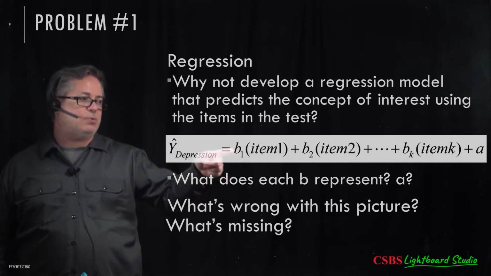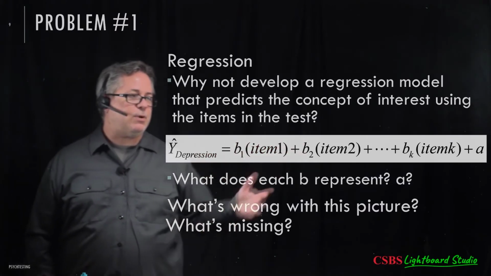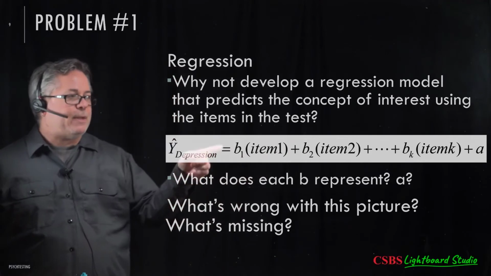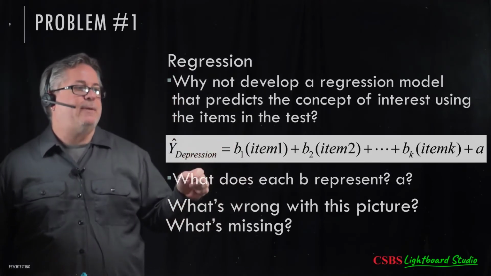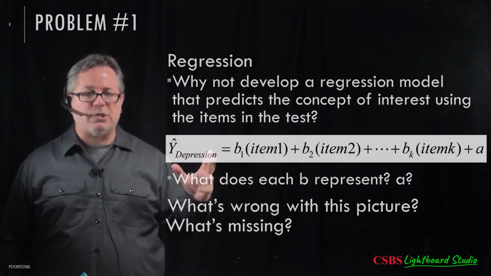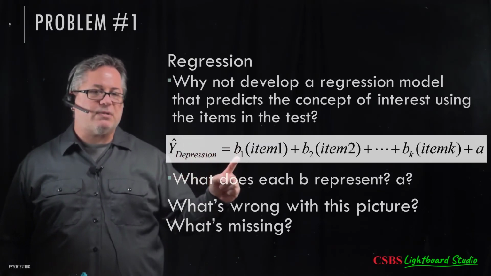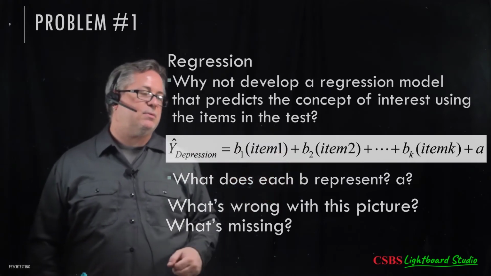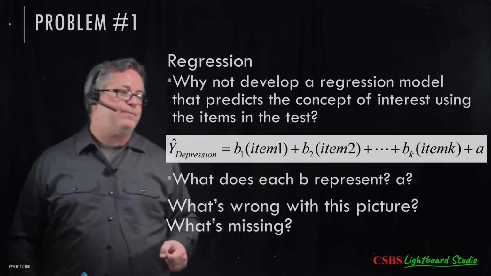Then we can use those weights, these slopes, to differentially weight the items. Better items will have higher slopes. Worse items will have lower slopes. And each of those slopes would represent how discriminating that item is. Because remember, slopes are like correlations. So the higher the slope is, the more discriminating the item is. The lower the slope is, the less discriminating the item is.